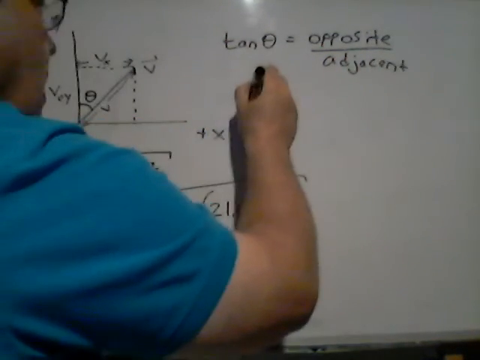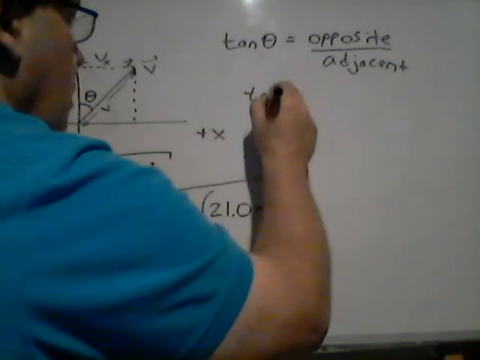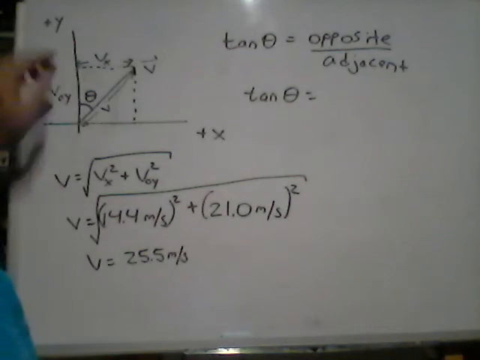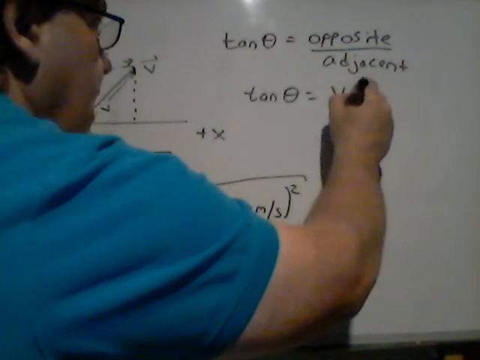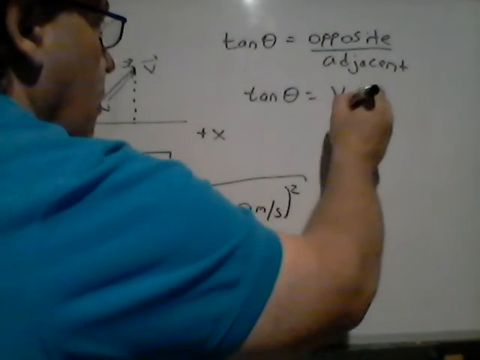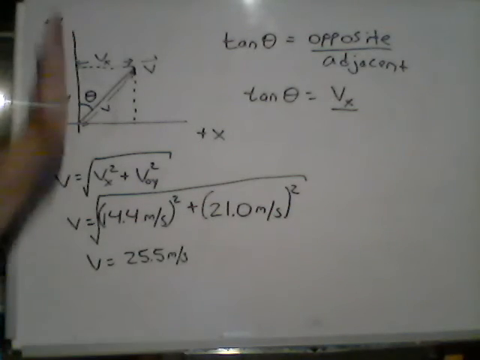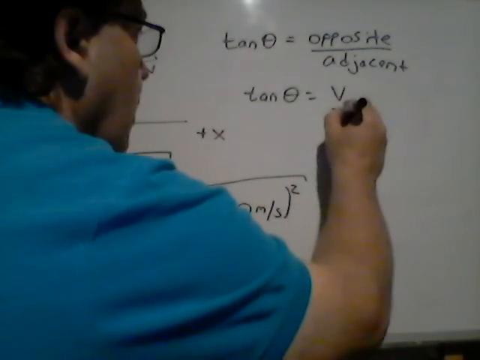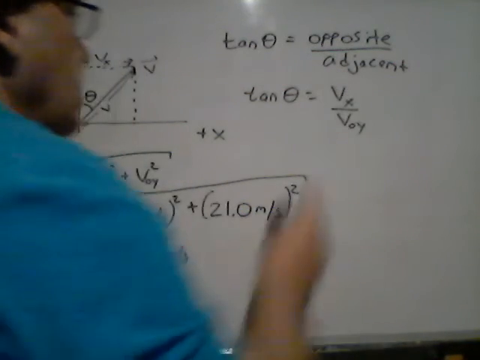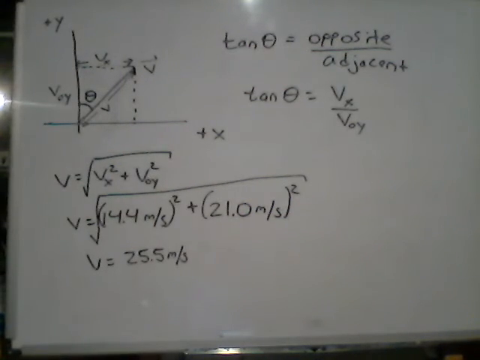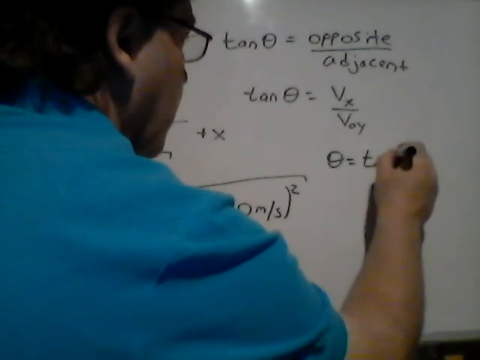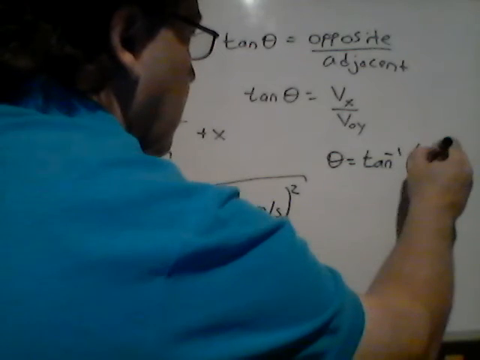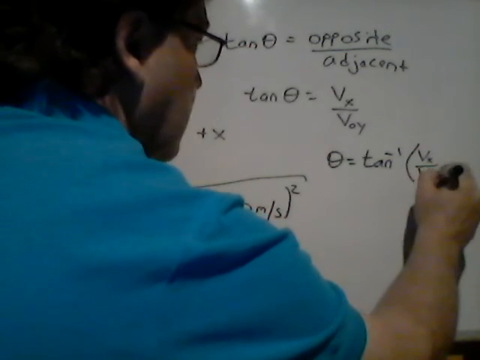Well, this time, the opposite is actually going to be v sub x, not y. So it's v sub x now, and your adjacent is v sub y, or v naught sub y. So now we actually have x over y because of the angle that I'm trying to determine. So theta will then be the inverse tangent of v sub x over v naught sub y.